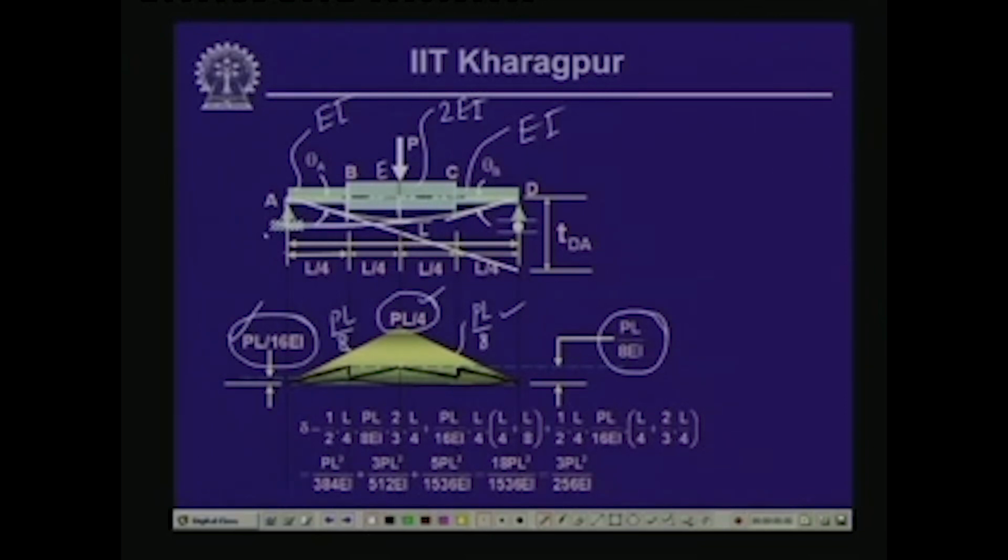So, this is the tangential deviation t_AE, and that is nothing but equal to the moment of the M by EI diagram between A and E taken about point A. Now, this M by EI diagram which we have drawn, we can divide into three segments. One is this triangular part, then we have this trapezoidal part, and this trapezoidal part we can divide into two areas.